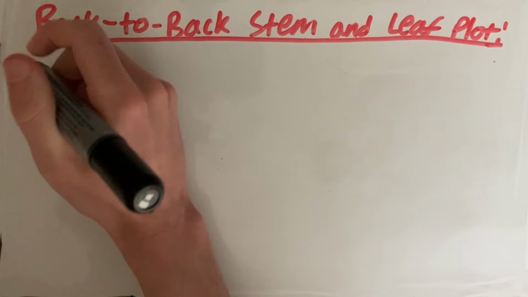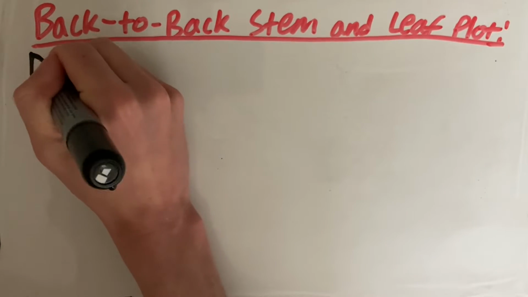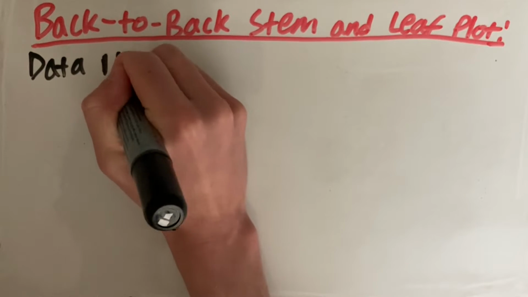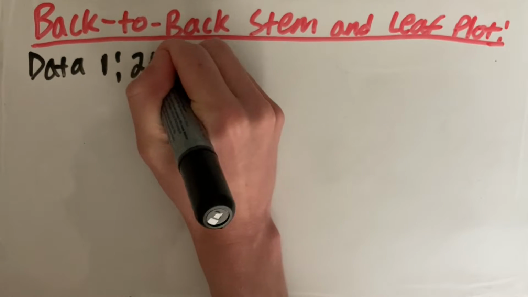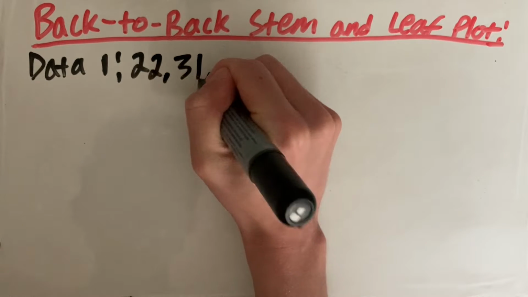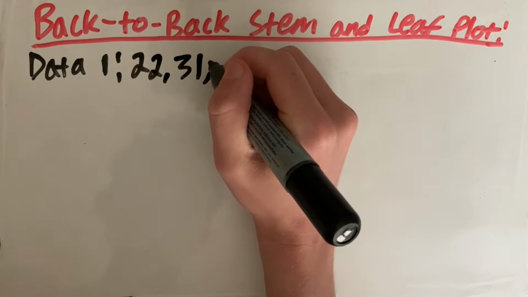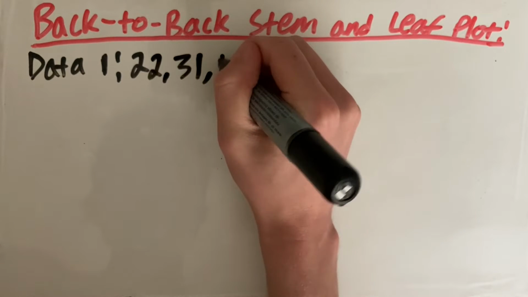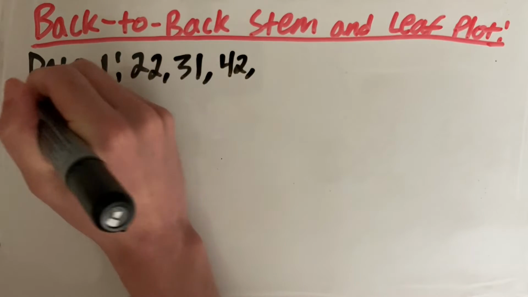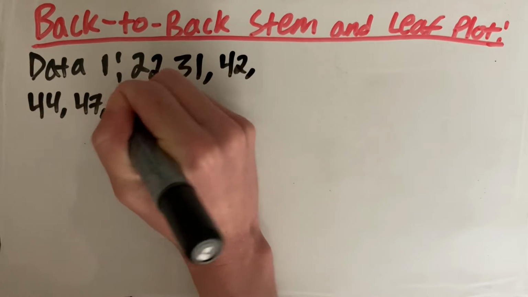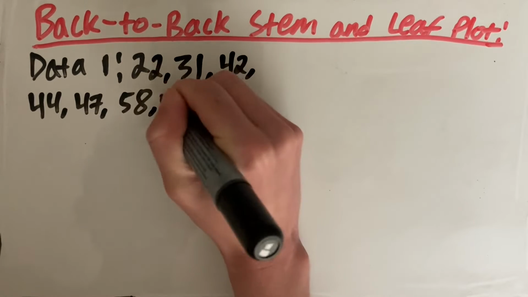Hello and welcome. Last week I did a video on how to make a stem and leaf plot. So in this video I'm gonna show you how to make a back-to-back stem and leaf plot. The only prior knowledge you will need is a basic idea of what a normal stem and leaf plot is and how to make one, because a back-to-back stem and leaf plot is just a more advanced version of a normal stem and leaf plot.